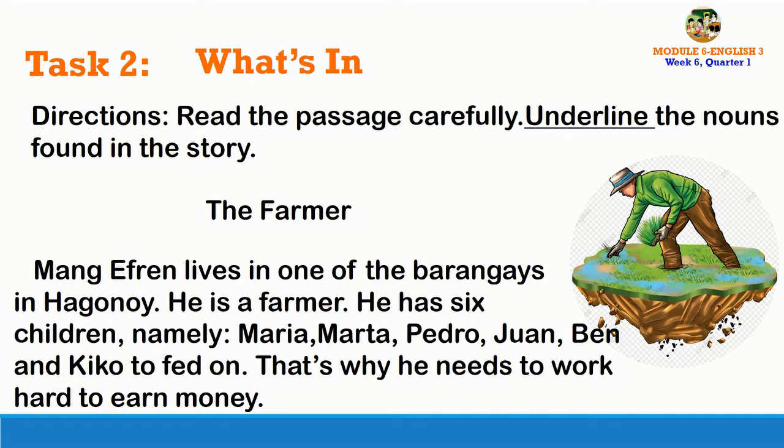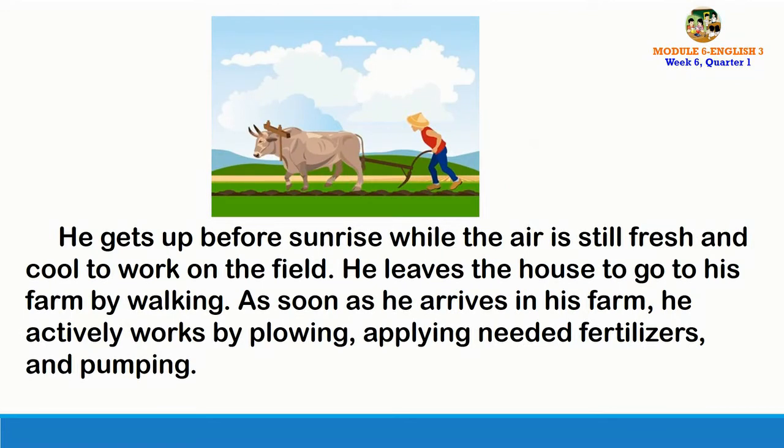The Farmer. Mang Efren lives in one of the barangays in Hagonoy. He is a farmer. He has 6 children, namely Maria, Martha, Pedro, Juan, Ben, and Kiko to feed. That's why he needs to work hard to earn money. He gets up before sunrise while the air is still fresh and cool to work on the field. He leaves the house to go to his farm by walking. As soon as he arrives at his farm, he actively works by plowing, applying needed fertilizers, and pumping.